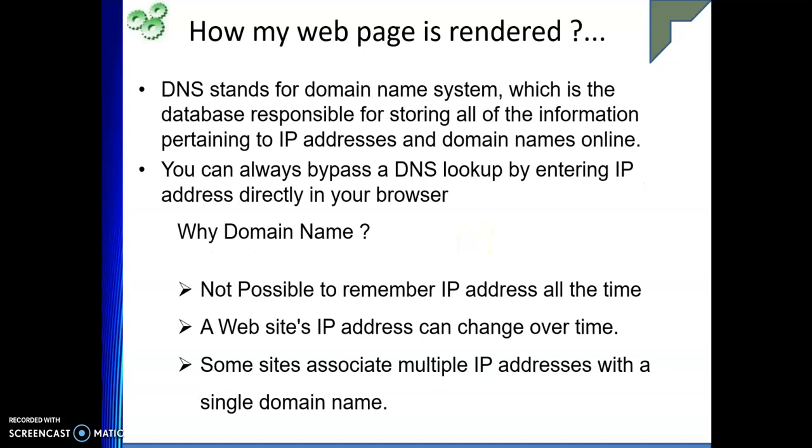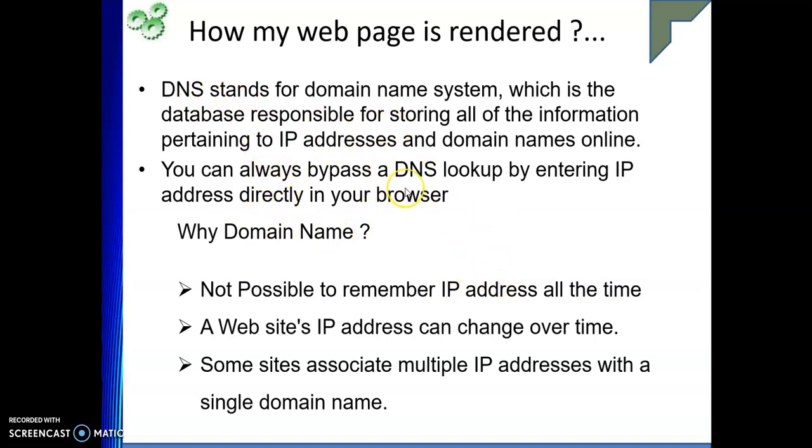The Domain Name System is the database responsible for storing all the information pertaining to IP addresses and domain names online. So youtube.com, google.com, even github.com, all of these will have their IP addresses stored in the Domain Name System. Now, why do we use a domain name?